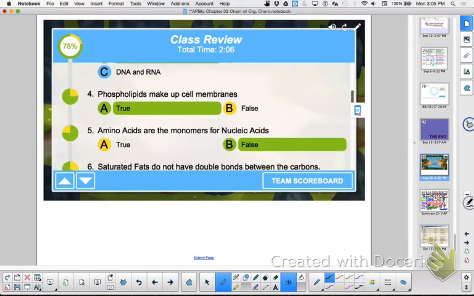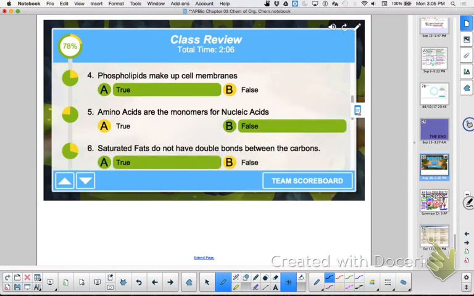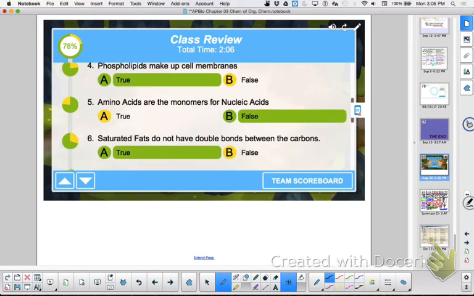Some of you said DNA and RNA. Phospholipids make up cell membranes. True. Amino acids are the monomers for nucleic acids. False. Almost 25% of you missed that. Saturated fats do not have double bonds between the carbons. That is true.